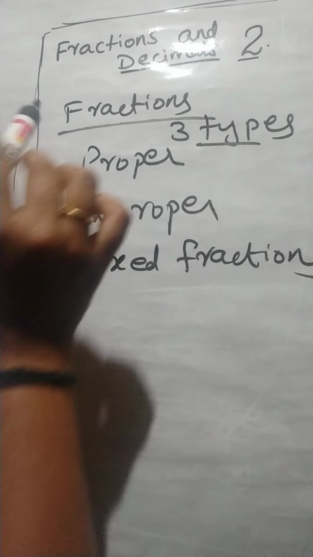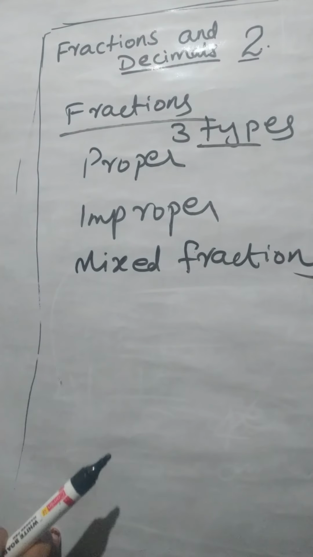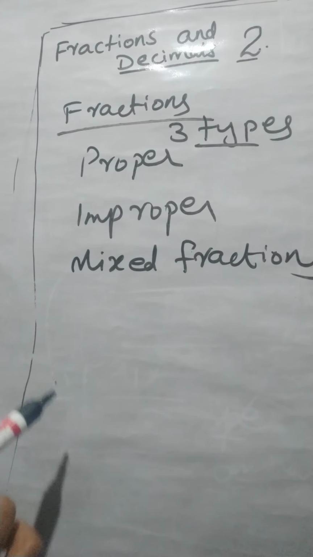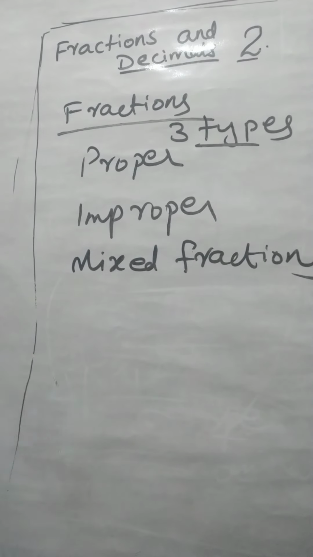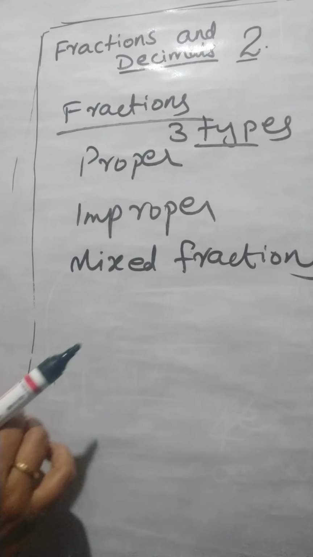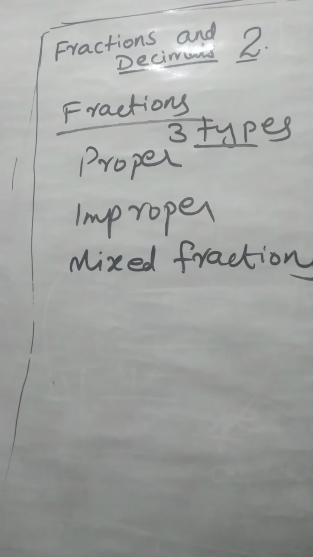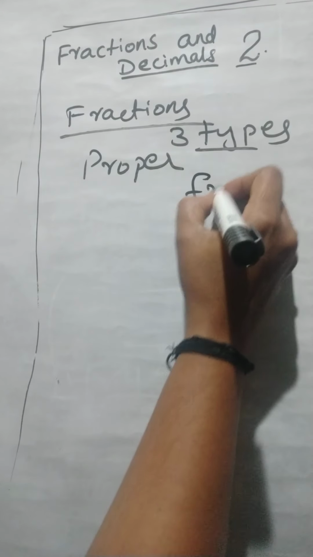Hi children, now we are going to study about fractions and decimals, our second chapter. Fractions, we studied about fractions last year. Fractions are three types: proper fraction, improper fraction and mixed fractions. Now we can study proper fractions.